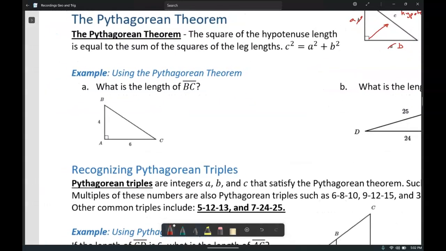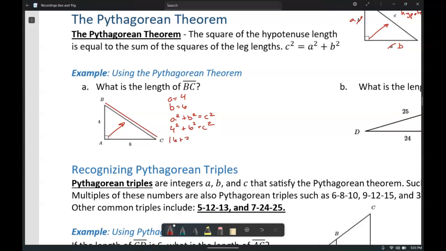If we want to find the length of side BC, well, we know that it is our hypotenuse because it is opposite of angle A, which is our right angle here. So we know that A and B are both going to be either 4 or 6. And again, we could switch those. A could be 6 and B could be 4. But most importantly, using our formula of A squared plus B squared equals C squared, we can substitute these values in for the legs, and then we can go ahead and calculate the value of C.